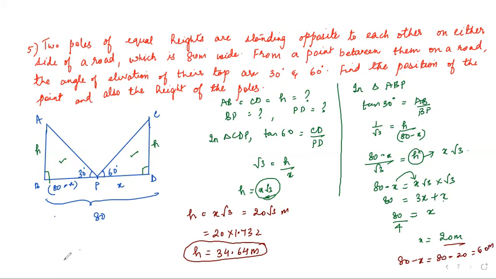So, the position, let me write, position of P is 20 meter from first pole and 60 meter from second pole. I hope this is clear.